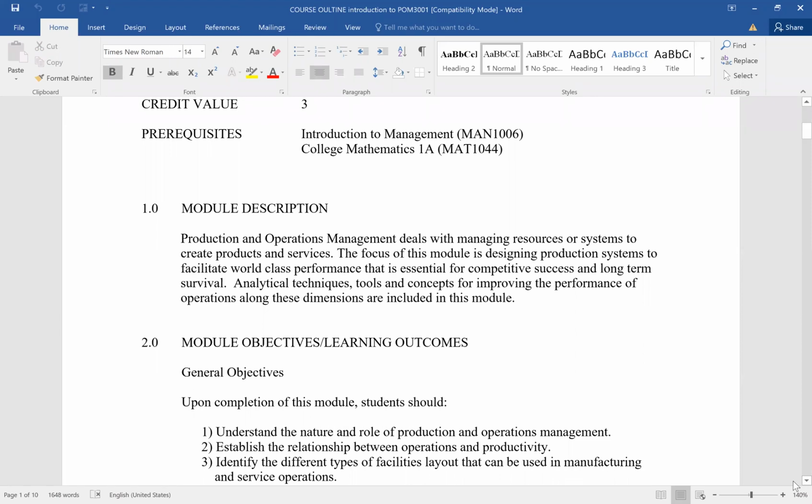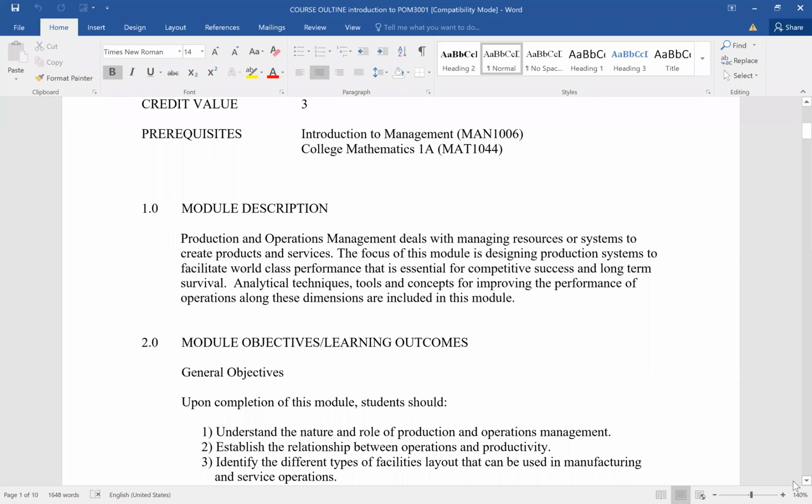So the focus of this module is designing production systems to facilitate world-class performance that is essential for competitive success and long-term survival. As you well know, for any company in business, large or small, sustainability is important, which is their survival basically, but they want to always have a competitive advantage, because that's what determines their success or failure, right? Unless they're in a market by themselves, or if they're in a niche market. I'm going to talk about niche markets, so not to worry if you've never heard the word niche before. We're going to get to it as we get into the course.